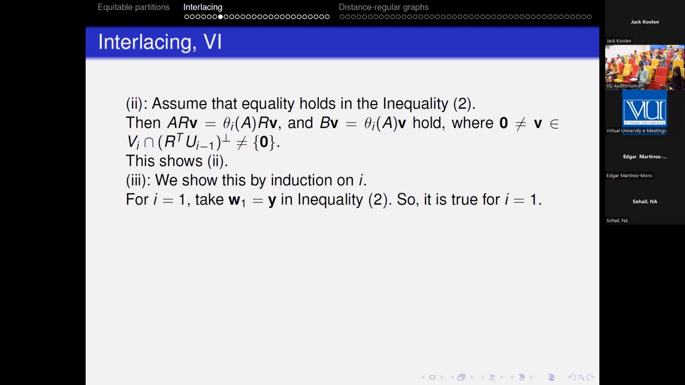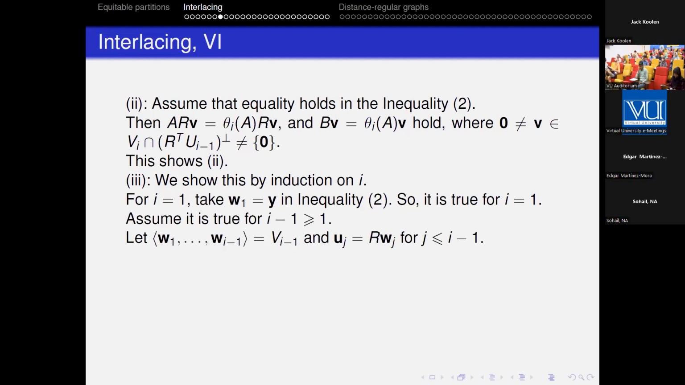For i equal to 1, you take W1 to be y. Probably I mean here V1, not V_i. So we take the eigenvector for B, and you have only one choice for the eigenvector because that space is only one dimensional. So it must be V1. I'm sorry.